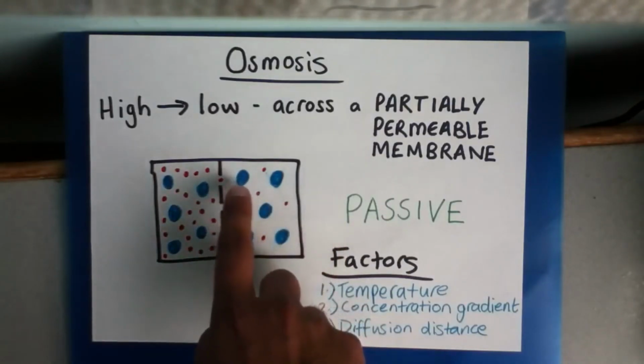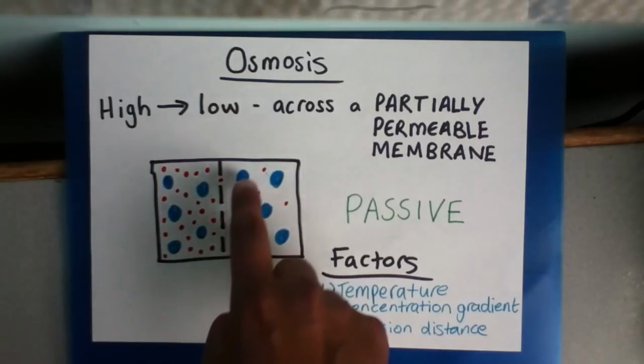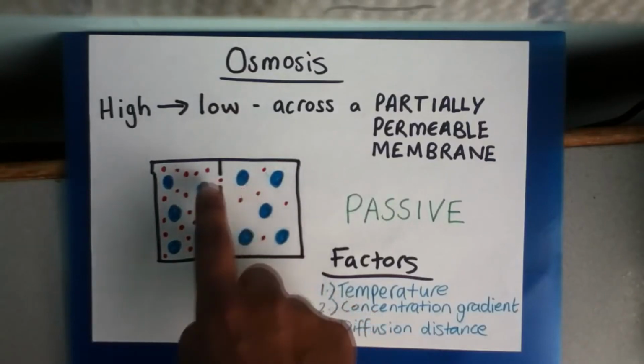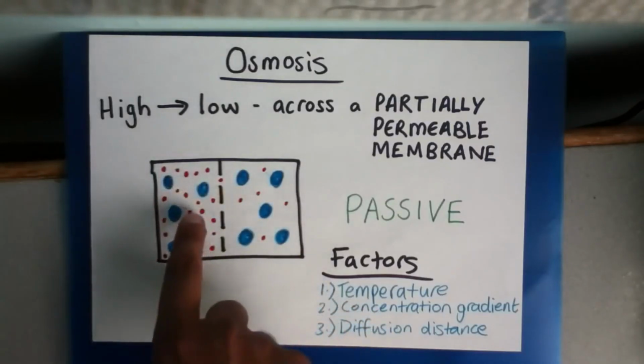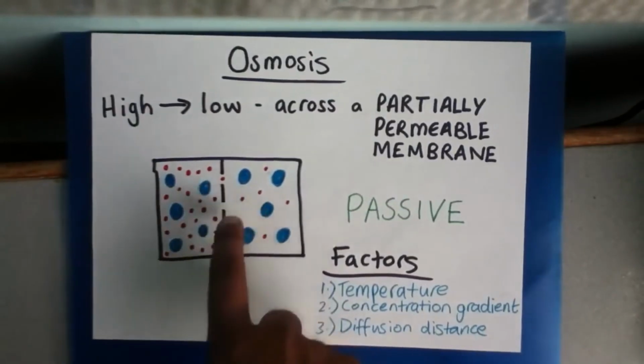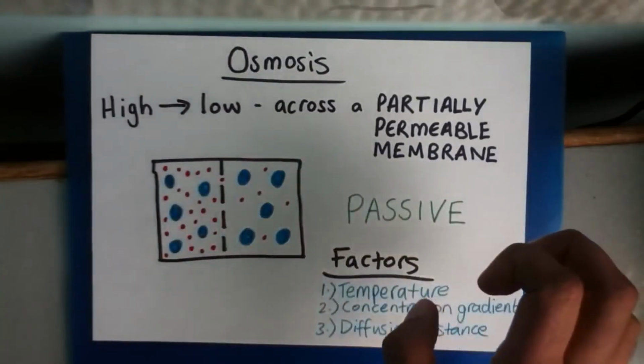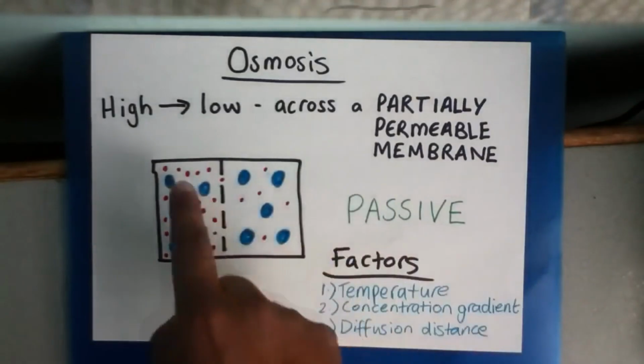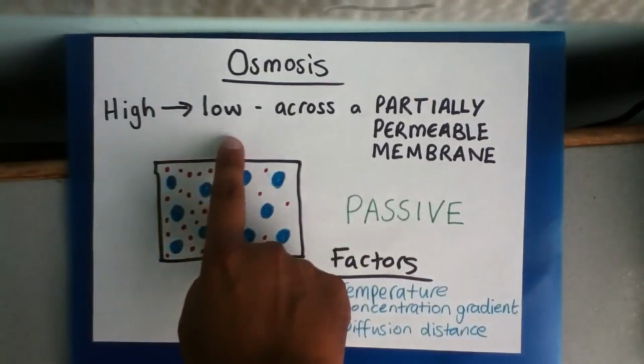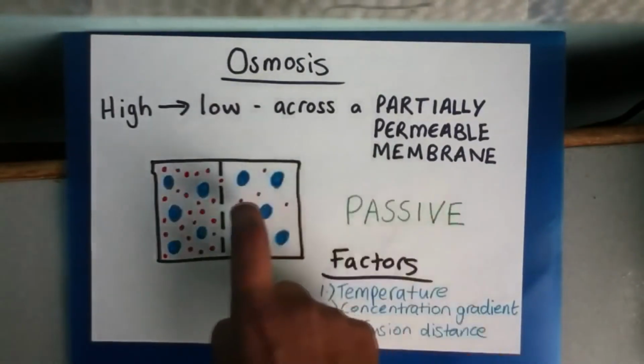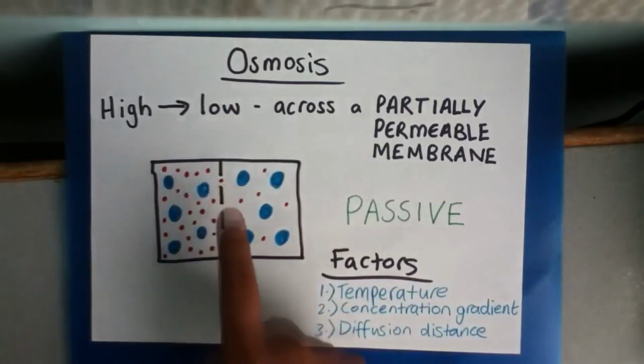Let's look at these big blue molecules. Let's say these are glucose. Glucose will not be able to pass across this membrane. Only the water molecules will be able to pass across. So osmosis is the same, the movement from high to low concentration, but through a partially permeable membrane.